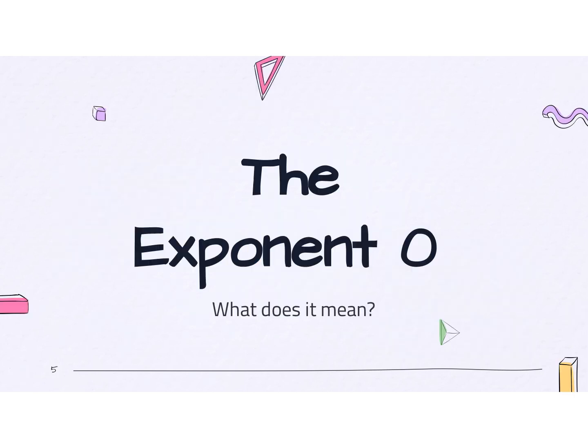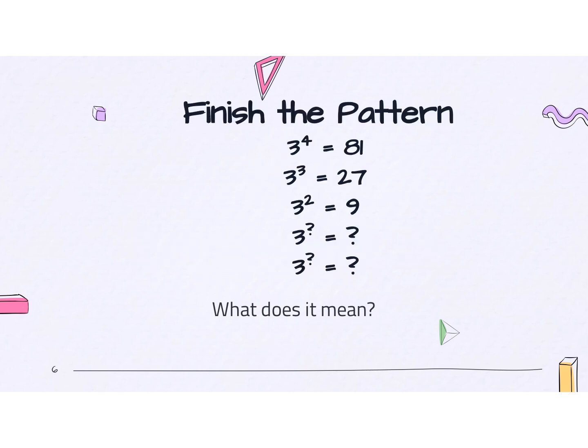Moving on, the exponent 0, what does it mean? Take a look at this slide, and we're going to walk through it. So if we have 3 to the power 4, if we put that in the calculator, we would get 81. And then 3 to the power of 3, we would get 27. Well, let's take a look at these two numbers. So we subtracted an exponent, right, to get here.